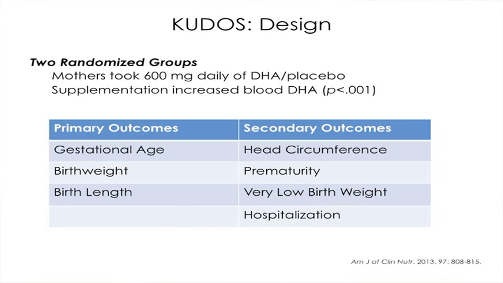We randomized a large sample of moms. We started by enrolling 350 moms and randomized them to either 600 milligrams of DHA daily or zero. So basically, they got 600 milligrams a day or nothing. And we took bloods, and we know that both the moms and the babies after they were born were higher in DHA if they were in the supplementation group. We were interested in a bunch of different pregnancy outcomes. Gestational age, birth weight, and birth length were the primary outcomes. Our secondary outcomes were head circumference, prematurity, very low birth weight, and hospitalization.